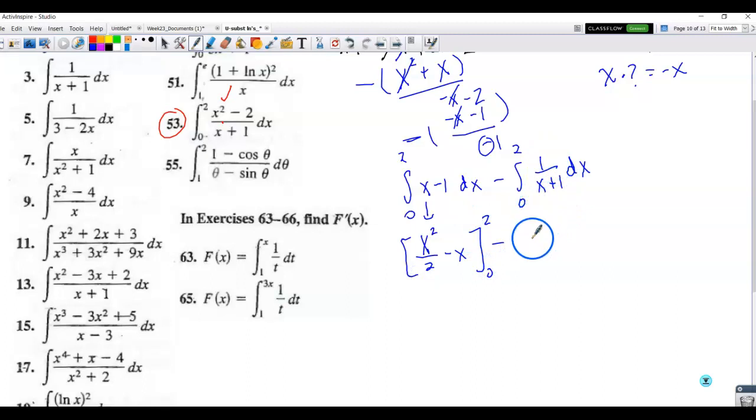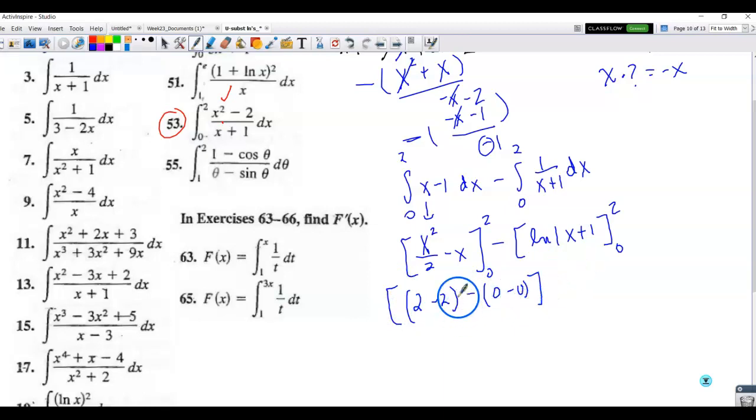The antiderivative of 1 over x plus 1 is ln absolute value of x plus 1, from 0 to 2. Upper bound minus lower bound for each one. So 2 squared is 4, divided by 2 is 2, minus 2, that is the upper bound of 2 going in, minus the lower bound, so that's just going to give me 0 minus 0, and 2 minus 2 is also 0. That takes care of the first term.